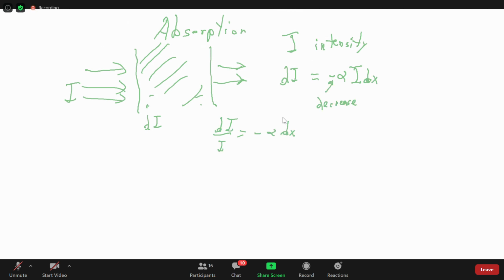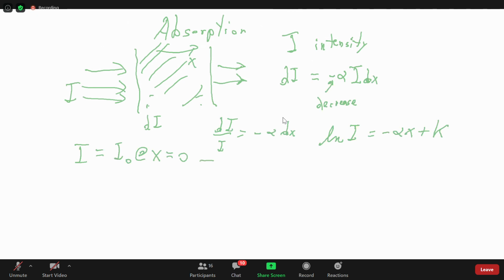Integrate both sides, right? We've done this mathematically already several times. So natural log of I is equal to minus alpha x plus some integration constant k. How do we get that integration constant? We need an initial condition, which is that I is equal to the initial intensity that you had at x equals 0. So this direction, of course, is x. At x equals 0, this is the original intensity.